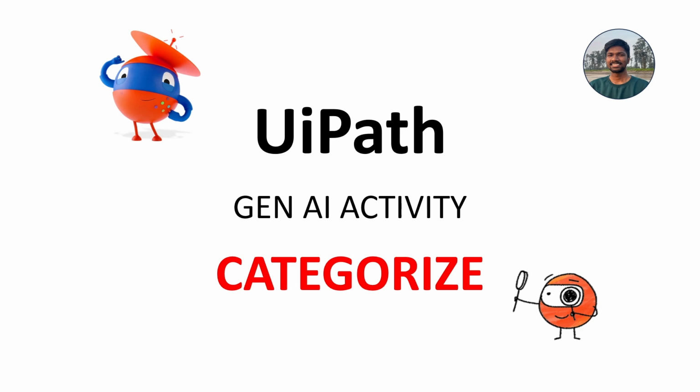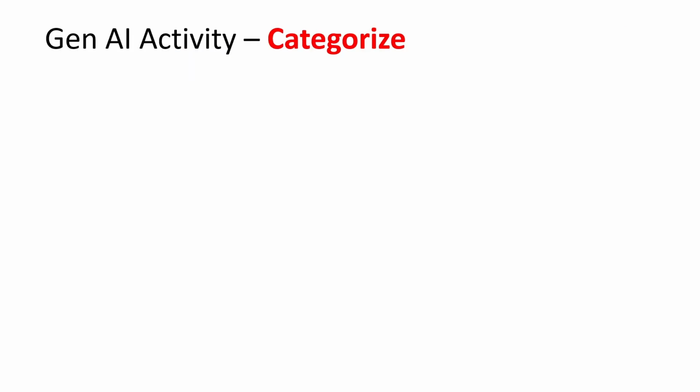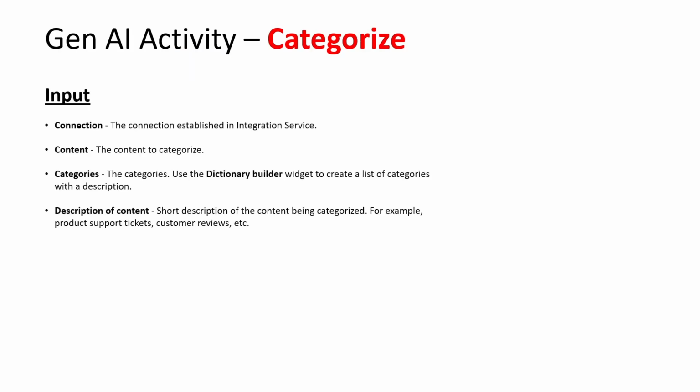So in this video, we will be looking at the categorize activity which is available in the UiPath GenAI activity package. We will go through the input and output and some of the use cases that we can work with when we are working with the categorize activity in UiPath. So let us discuss the input that we need in order to work with this activity.